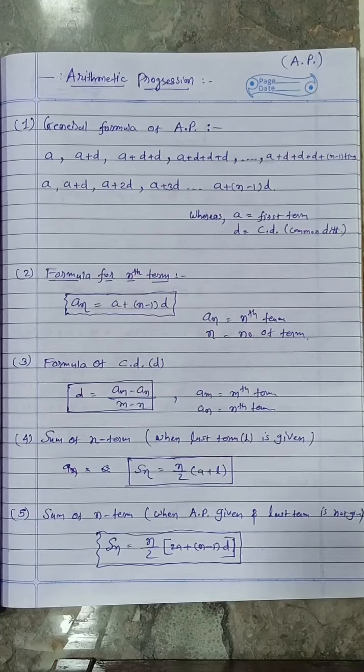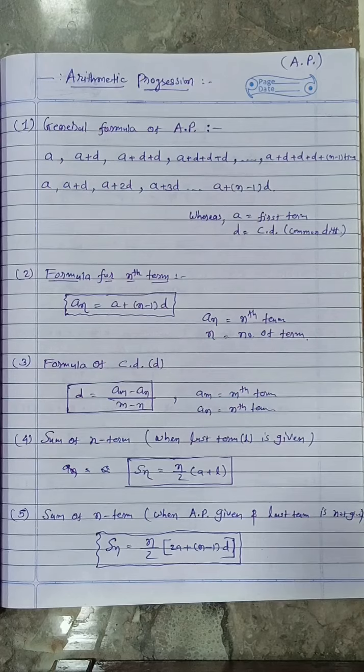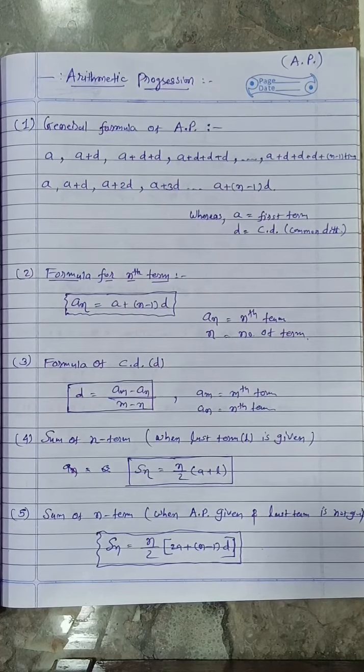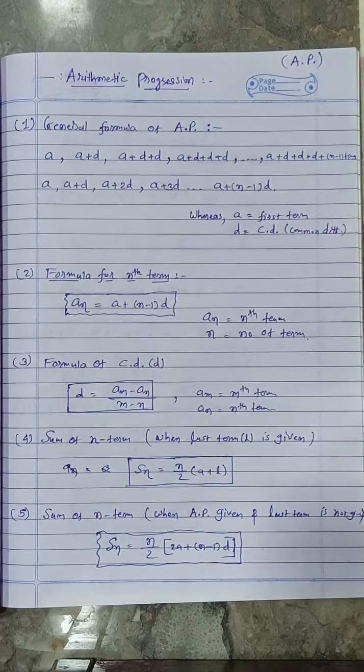Formula number 5. For finding the sum of n terms, second formula, when the AP is given and the last term l is not given: Sn is equal to n by 2 into (2a plus (n minus 1) into d).